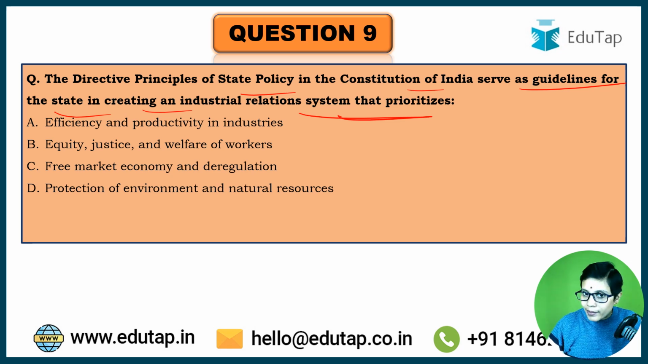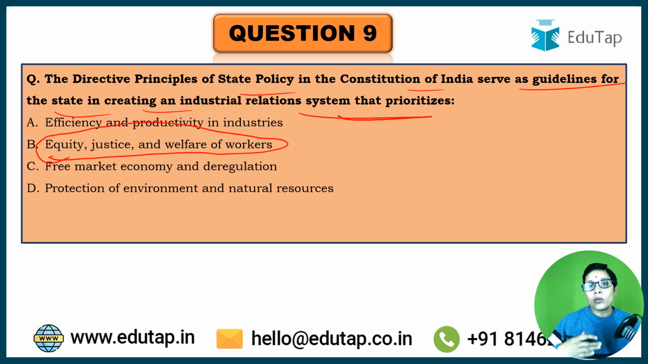there are some fundamental rights, some directive principles of the state policy, etc. Okay, what they are, we will be dealing with in the coming questions. In the form of questions only we will be looking into what kind of fundamental rights and all that. So here in this case, directive principles of state policy, our major prioritization in this is to have equity, justice and welfare of the workers. Obviously the foundation of our constitution is that, equality for all. So here B is the correct answer.